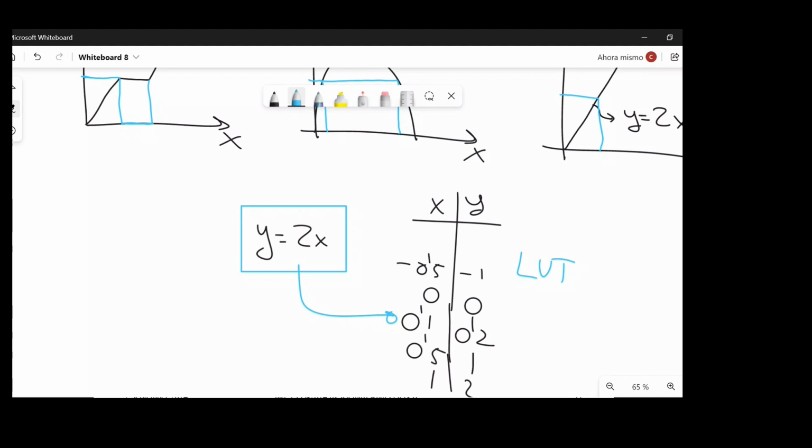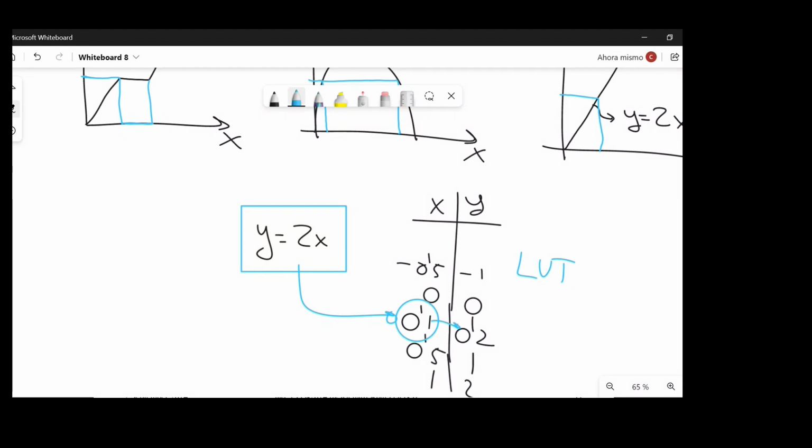So lookup table, because when you want to find the transformation of a value, you look at that value. So you look at 0.1, and then in the table it will tell you what is the corresponding value.